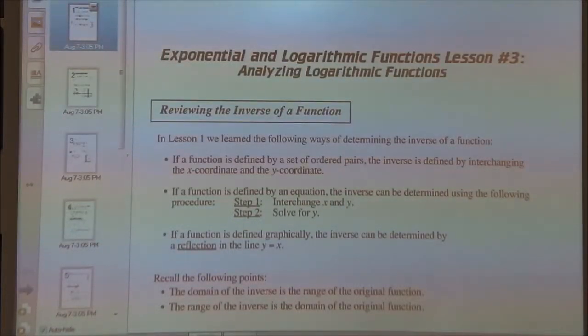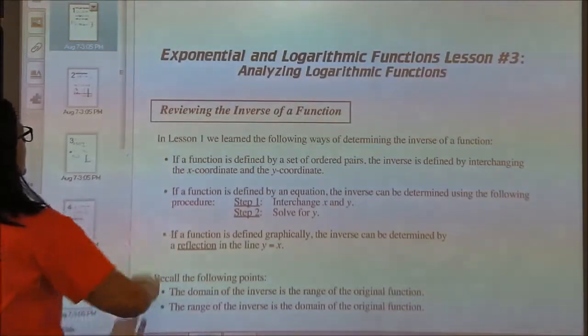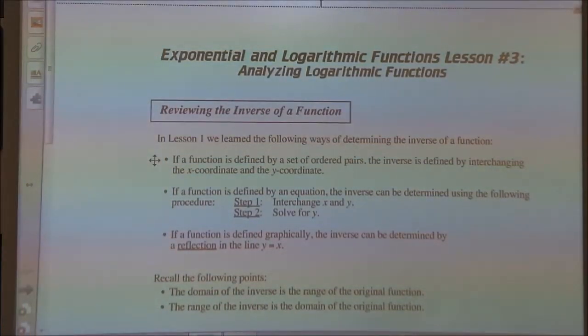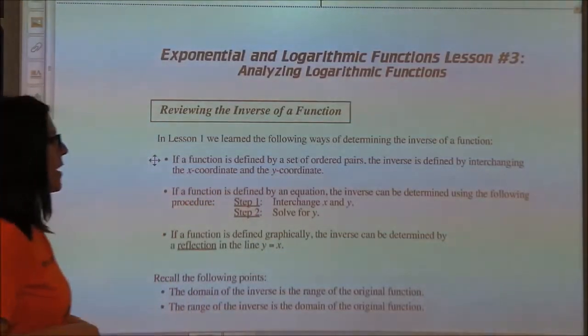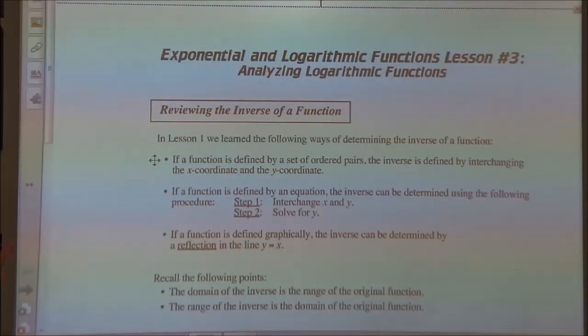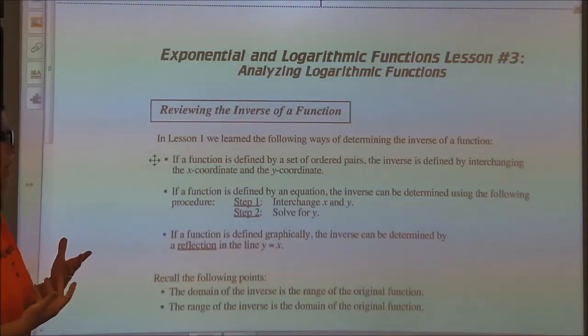Okay, so in lesson number 3, we're going to start looking at a new type of function called a logarithmic function. So we're going to start off with a review of what an inverse is. In lesson number 1, we learned that there's a couple of ways of defining or determining the inverse of a function. If the function is defined by a set of ordered pairs, the inverse is defined by interchanging the x and the y coordinate.